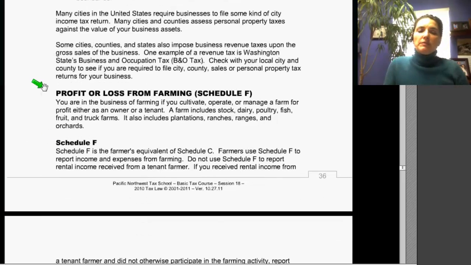Now, most of this class we've been talking about Schedule C, and we're really going to be focusing on Schedule C for all of our assignments. Schedule F is really not a focus of our class, but we can't ignore it either. So I have a little bit of information here for you on Schedule F.